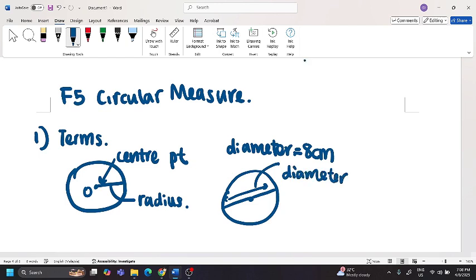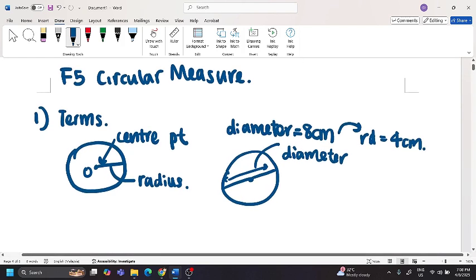This is diameter. So diameter is usually what? 2 times the radius. If your diameter is 8 cm, what should your radius be? Your radius is 4 cm. This is the basic one.